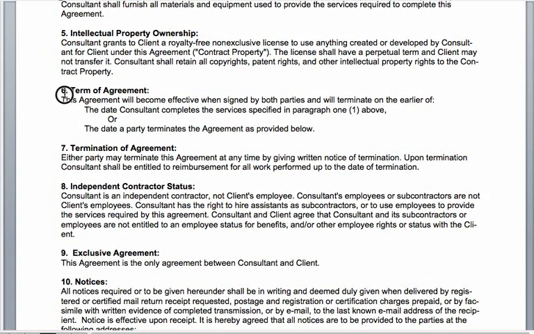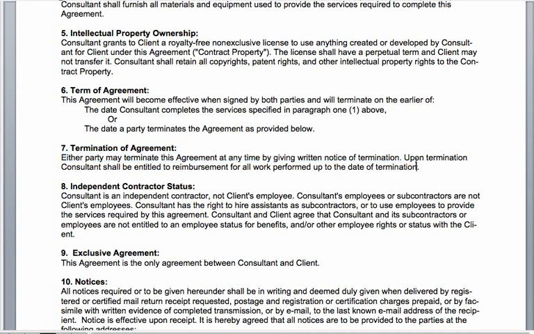Term of agreement. You want to certainly include a clause to indicate when this agreement would terminate. This is how I specify that, either the date that I complete the services or the date that either of us indicates that we wish to terminate the agreement. You also need to specify how that notice of termination would be given.